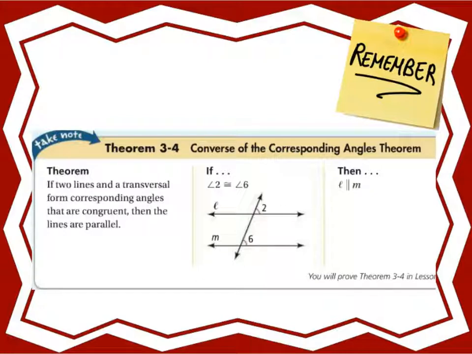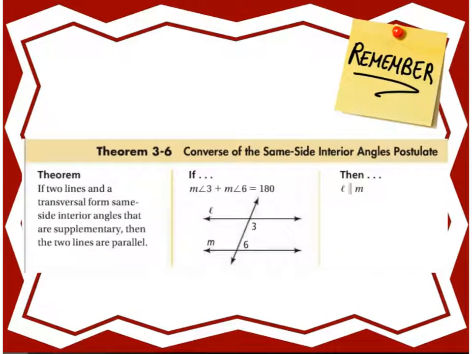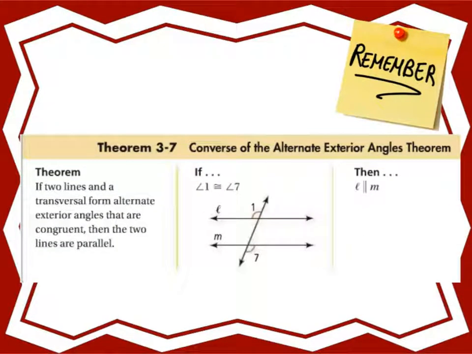The title of this section is Proving Lines Parallel, and we're going to use all of those theorems to be able to do it. Well, we're using all the converses of those theorems. So it works for all of them. Here's the corresponding angles. If the corresponding angles are congruent, then the lines are parallel. If the alternate interior angles are congruent, then the lines are parallel. If same side interior angles are supplementary, then the lines are parallel. And if alternate exterior angles are congruent, then the lines are parallel.